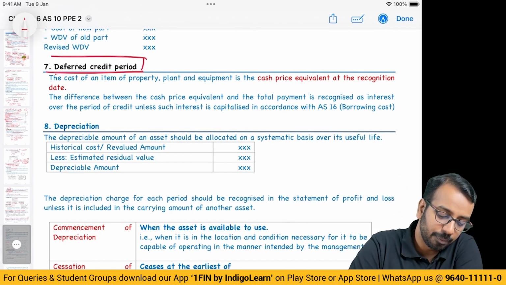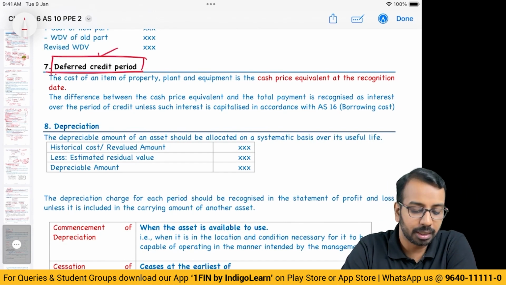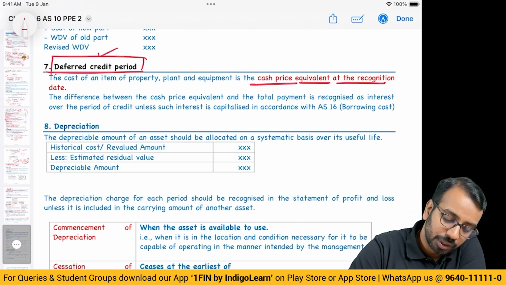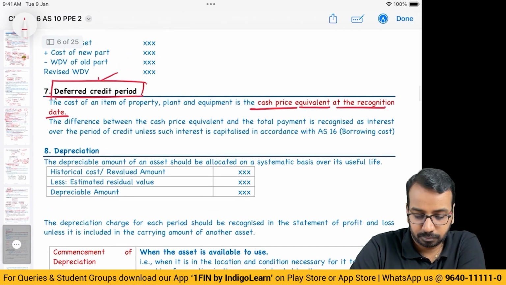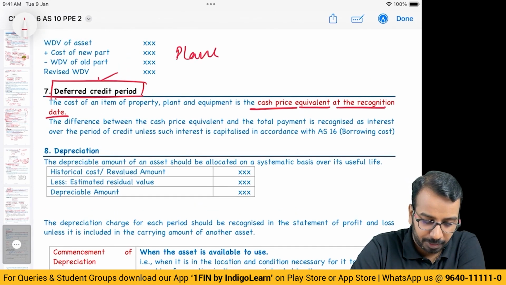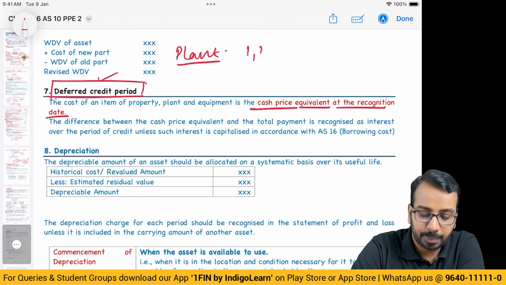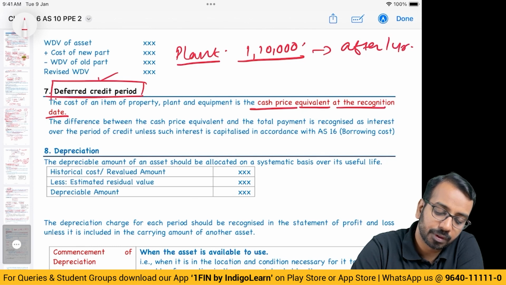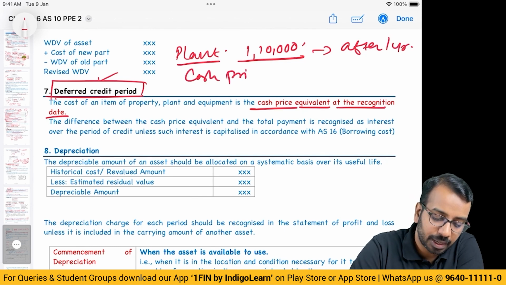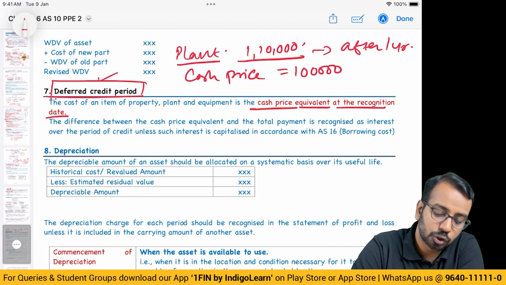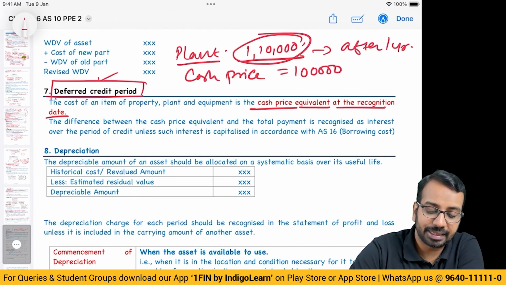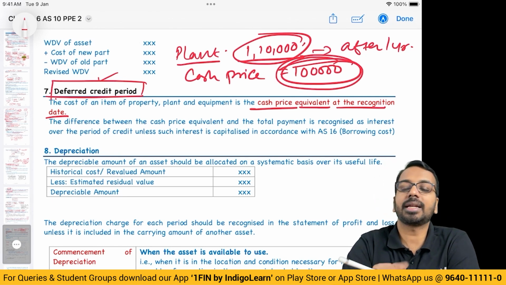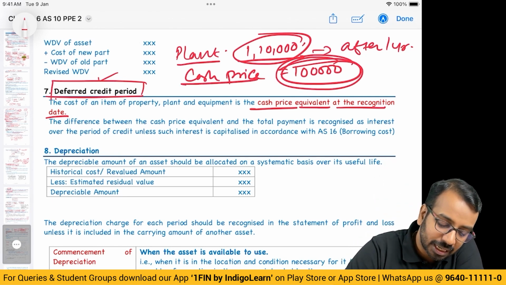Sometimes what happens is we purchase plant and machinery on a deferred credit period, meaning beyond normal credit terms. In that case, we will take the cash price equivalent to recognize the asset. For example, you purchased a plant, the amount to be paid is 1,10,000. This is to be paid after 1 year. If you buy today, the cash price is only 1 lakh. So what the standard says is, though you are paying 1,10,000, the cash price is only 1 lakh. So you should recognize the plant at 1 lakh only. You should not recognize the plant at 1,10,000. So you'll always recognize it at cash price.